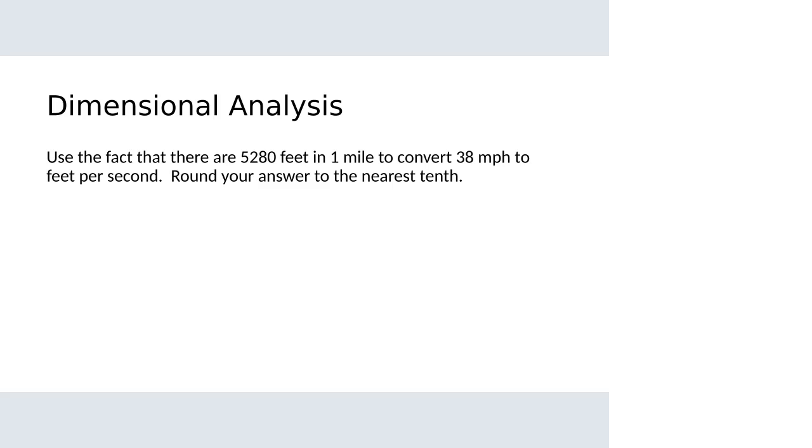Okay, one more dimensional analysis problem that I'm going to work for you. This is not going to be a point of emphasis in our class, but I do think you'll see this in the homework this week. Use the fact that there are 5,280 feet in a mile to convert 38 miles per hour to feet per second. So we have this unit fraction here, 5,280 feet in 1 mile. Our job is to convert 38 miles per hour into feet per second.